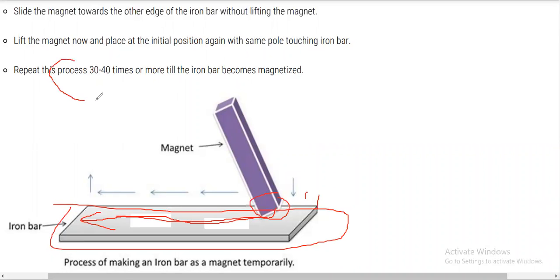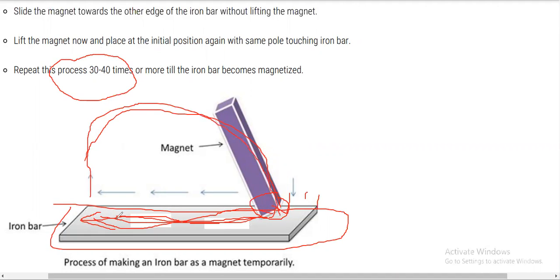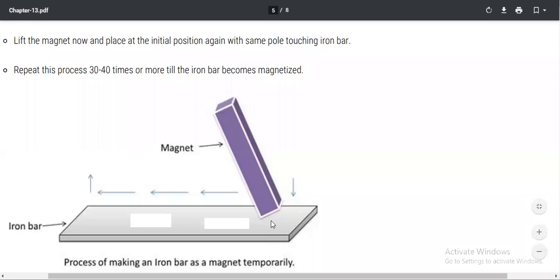How many times? 30 to 40 times. We slide, lift up the magnet and again put it on the initial point, and then again slide and lift. In this way we can continuously rub the magnet bar on the iron bar for 30 or 40 times. So this iron bar gains the magnetic property, and it also works as a magnet. But it is a temporary magnet. It works for a short time, but it gains the magnetic property. So by this process we can prepare our own magnet.